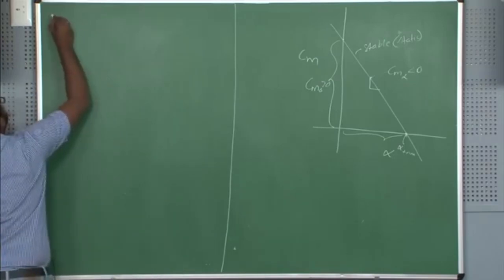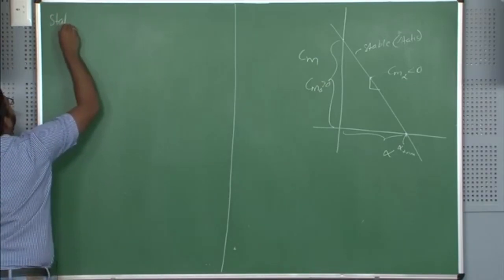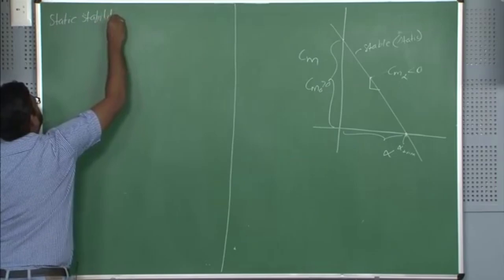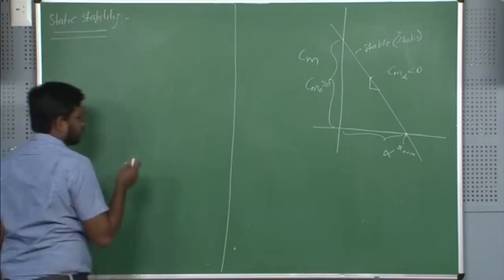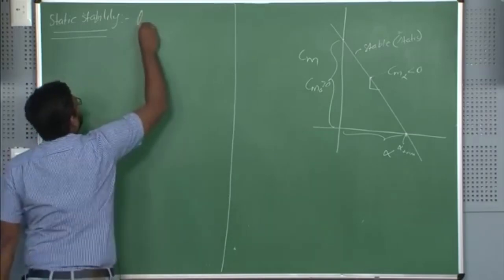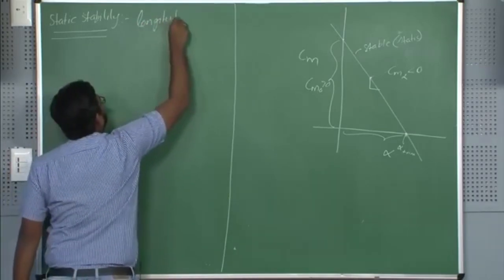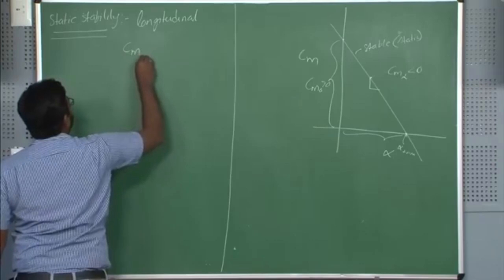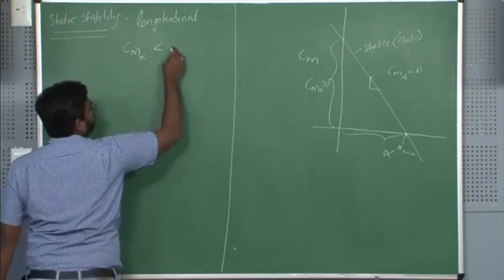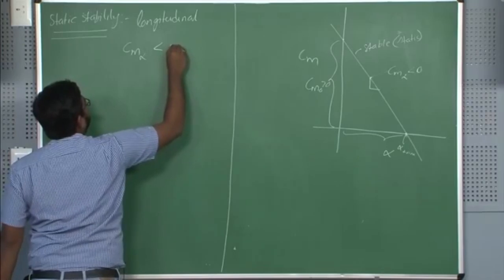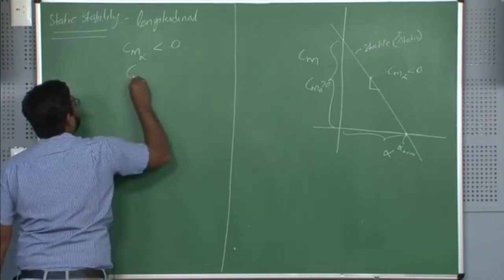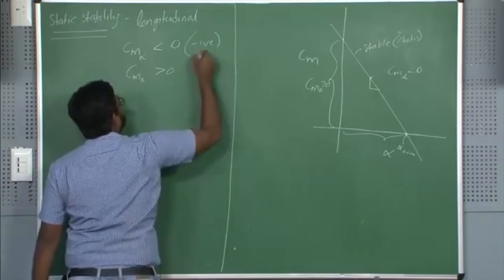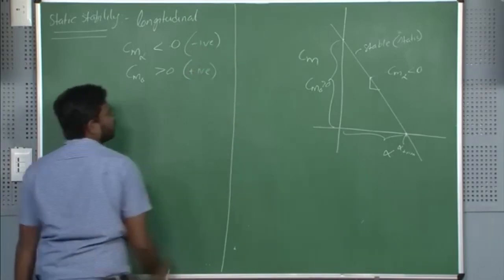So, static stability in terms of longitudinal motion: for a system to be statically stable during its longitudinal motion, CM alpha should be less than 0 and CM naught should be greater than 0. The slope should be negative and this y intercept should be positive.